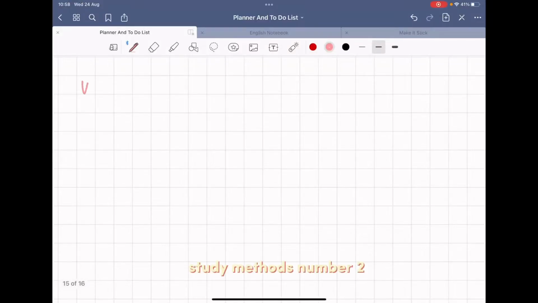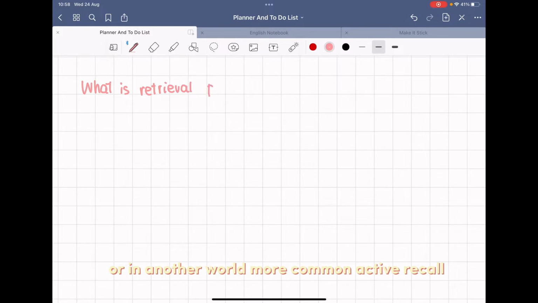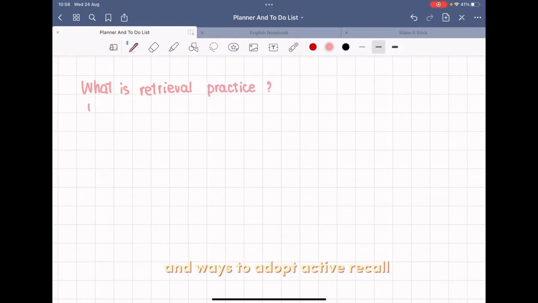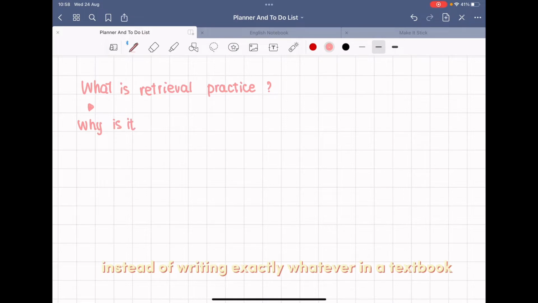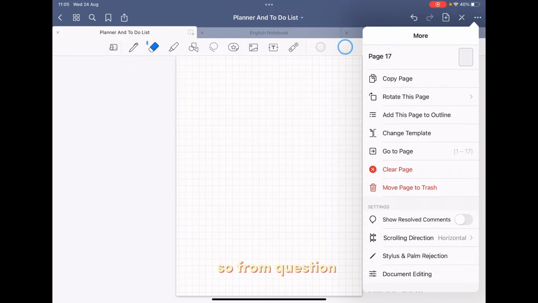Study method number 2 you can try this year is to do retrieval practice, or in another word, more commonly, active recall. You have a lot of methods and ways to adopt active recall in your studies. One way I normally do is to form questions instead of writing exactly whatever is in the textbook or copying it into your notebook. That is some kind of passive, in my opinion, so form questions.